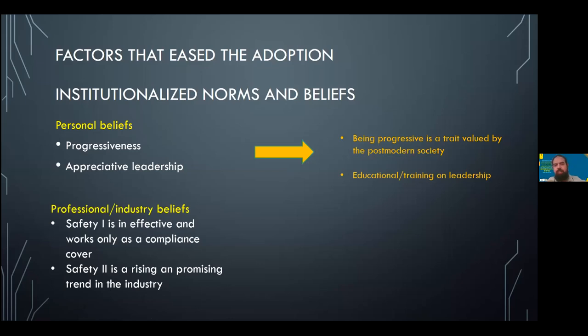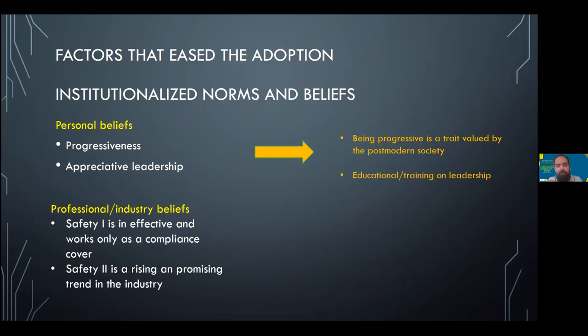They start to see Safety 1 as very bad. We need to do something about it because of all the news they are hearing about Safety 1 and all the research they are reading about its weaknesses. They wanted to do something different. And on the opposite side, they are receiving very positive information, very positive arguments about Safety 2.